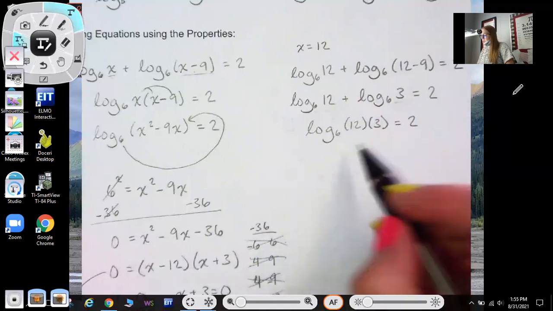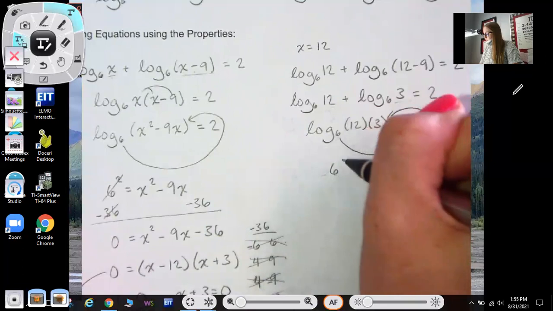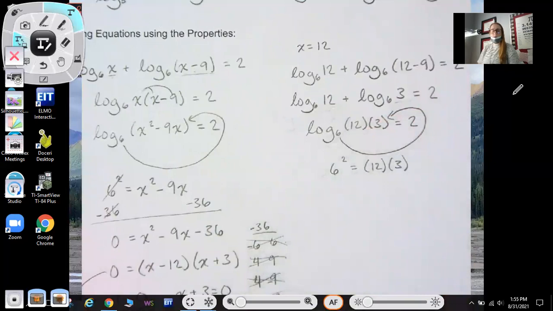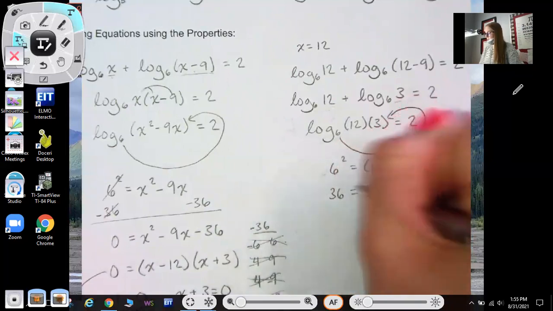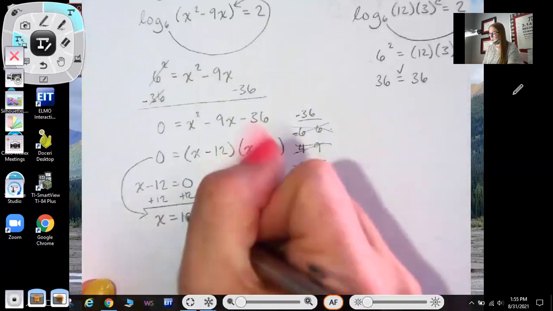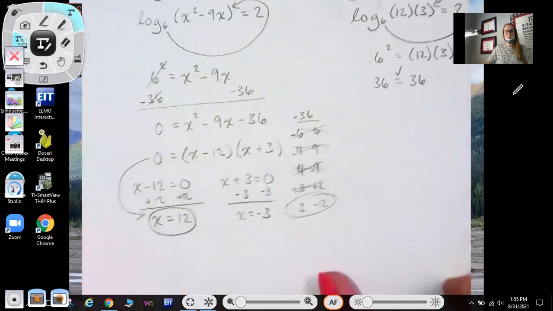Then we changed this to exponential form. So we get 6 squared equals 12 times 3. Six squared is 36. 12 times 3 is 36, and 36 equals 36 is a true statement. So everything checked out. We didn't have any negatives where we're not allowed to have negatives in a logarithm. So x equals 12 is a solution. We circle it to show that we have checked it and we know it works.